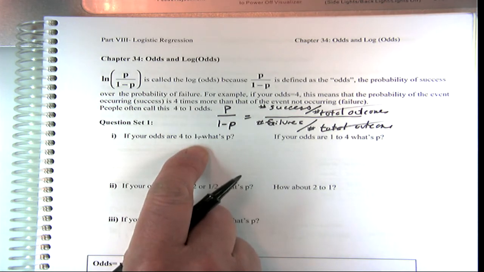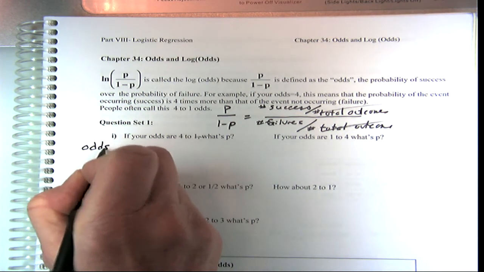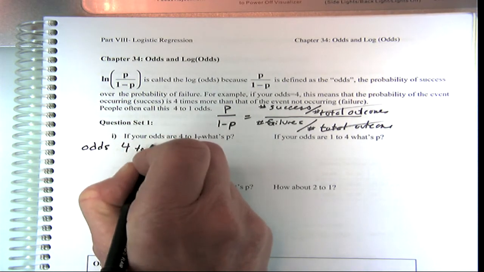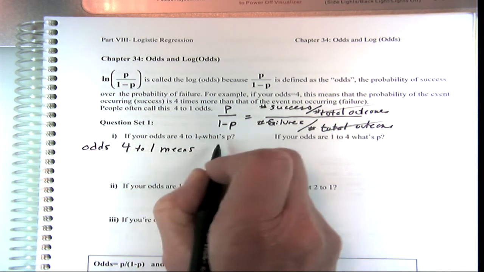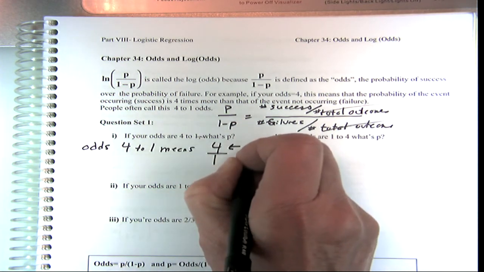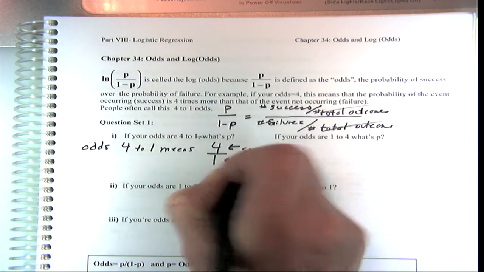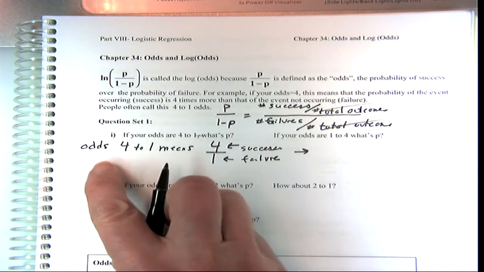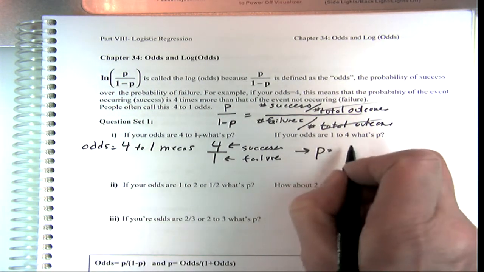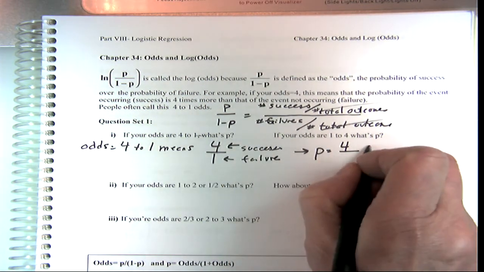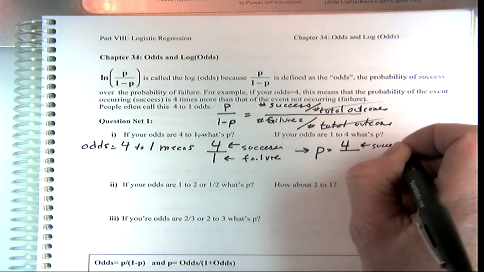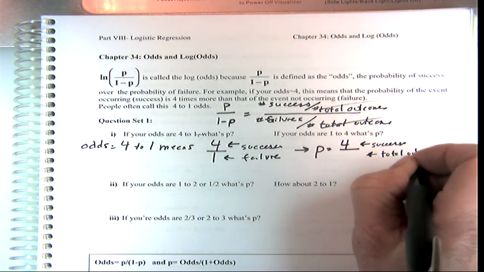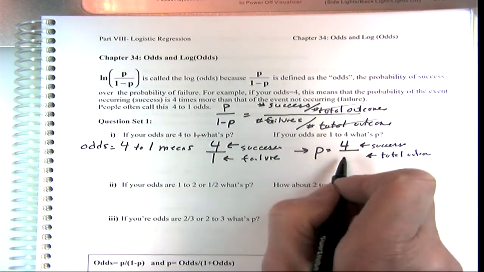So if your odds are 4 to 1, what does that mean? Odds, I'm sure a lot of you who gamble know this like the back of your hand, but some people might not. So the odds of 4 to 1 means 4 over 1, 4 successes and you can think of that as 1 failure. So if you want to change it to a probability, how do you do that? It's going to be the number of successes, 4 in the numerator, over the total number of outcomes. What's the total number of outcomes? It's just 4 plus 1, or 5, right?